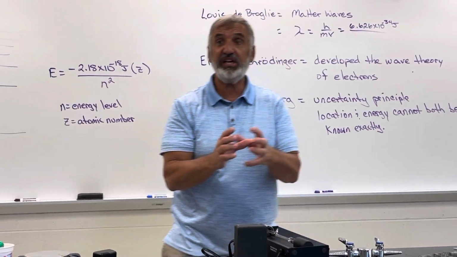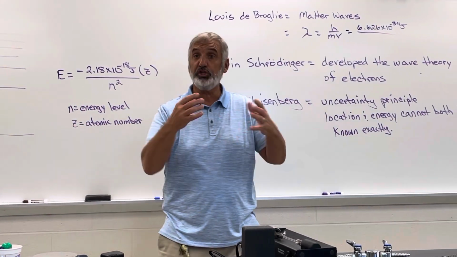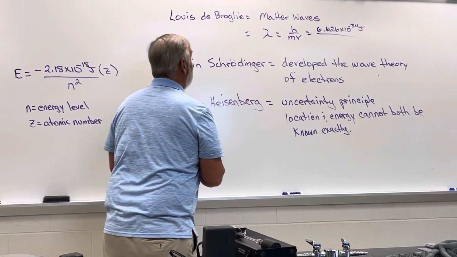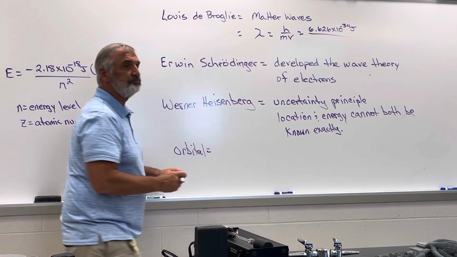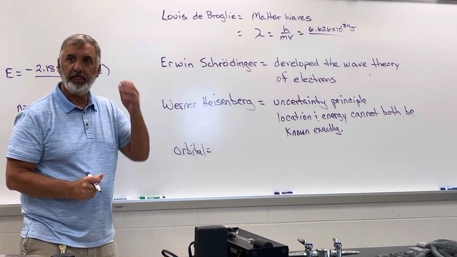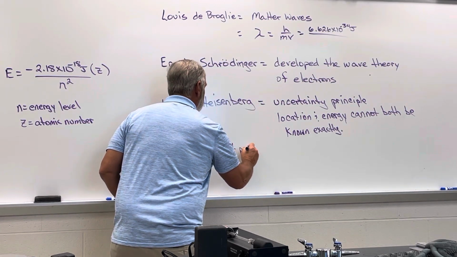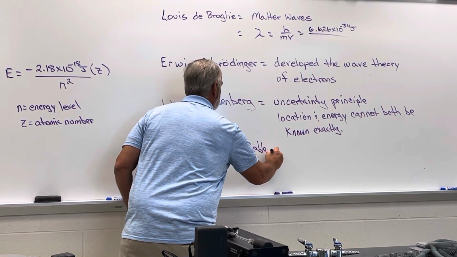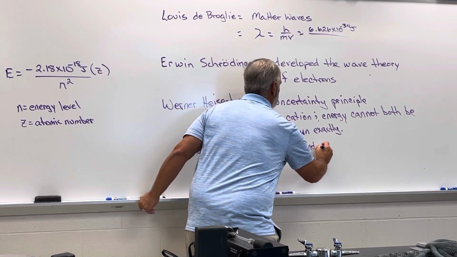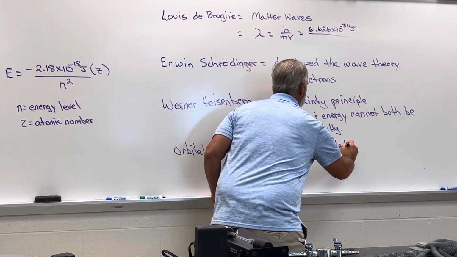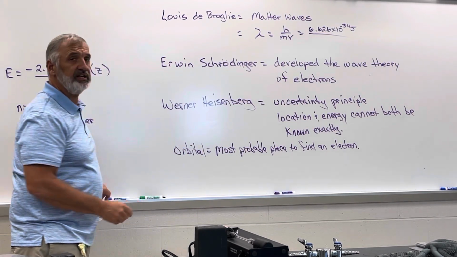And so instead of saying that the electron's in an orbit around the nucleus, we say that it's in an orbital around the nucleus. And an orbital, does anyone remember the definition? Anybody remember the definition? It is the most probable place to find an electron. Okay? Most probable place to find an electron.